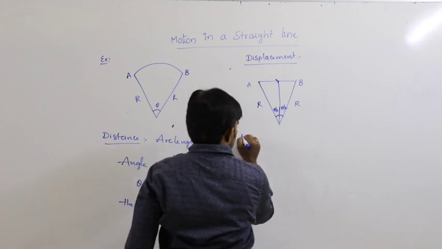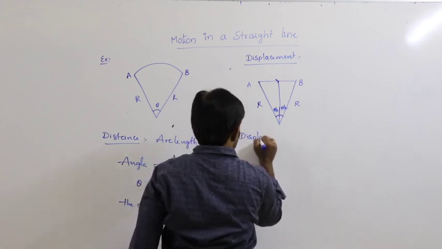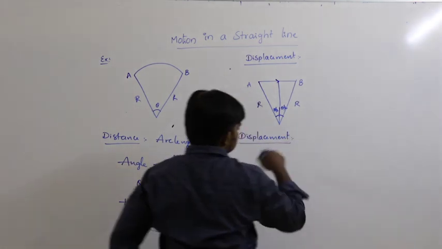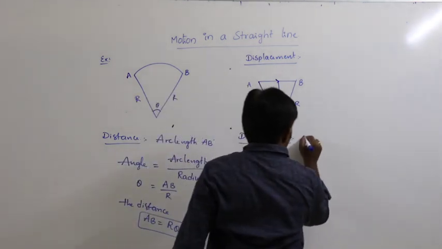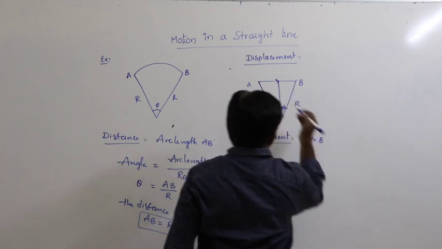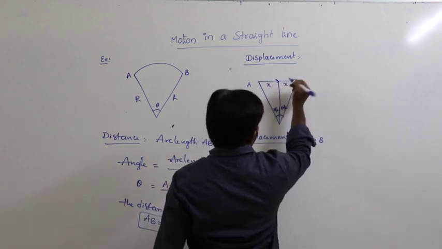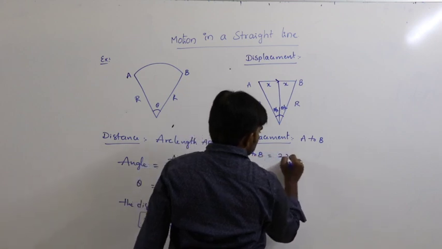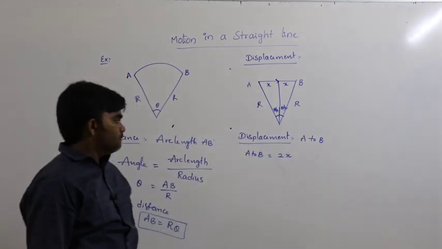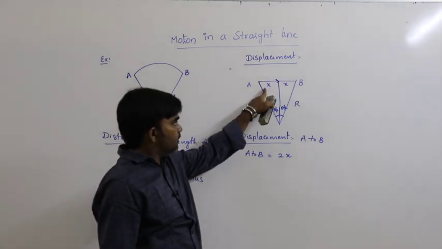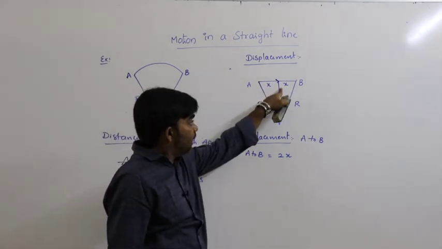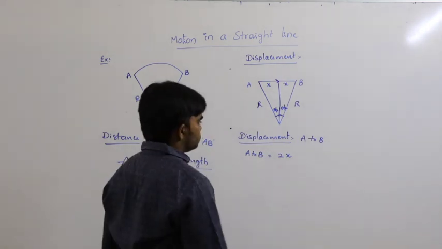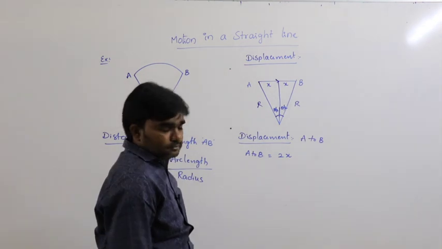So now we have to calculate the displacement. Displacement is the A to B shortest path. Let us say this portion is x and this portion is x. So A to B is equal to 2x. The displacement is nothing but 2x. Okay.